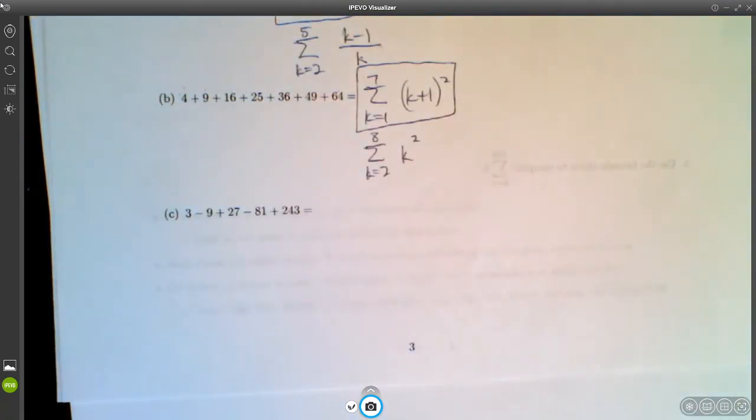Part C is a little interesting. You might be able to recognize what's going on there. Give it a pause. See if you can write this down using summation notation.